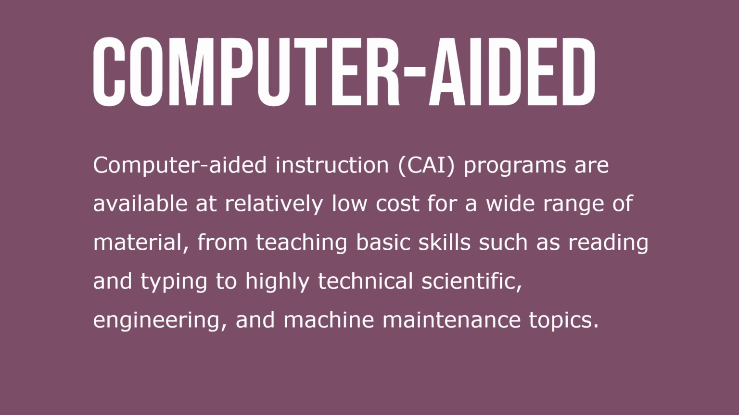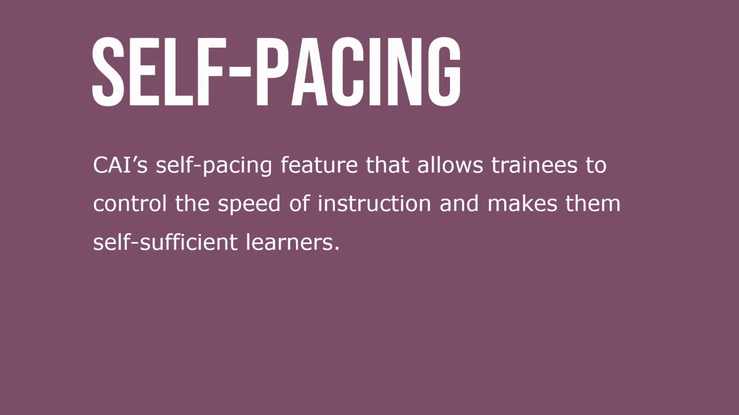Computer-aided instruction (CAI) programs are available at a relatively low cost for a wide range of material, from teaching basic skills such as reading and typing to highly technical scientific, engineering, and machine maintenance topics. CAI's self-pacing feature allows trainees to control the speed of instruction and makes them self-sufficient learners.